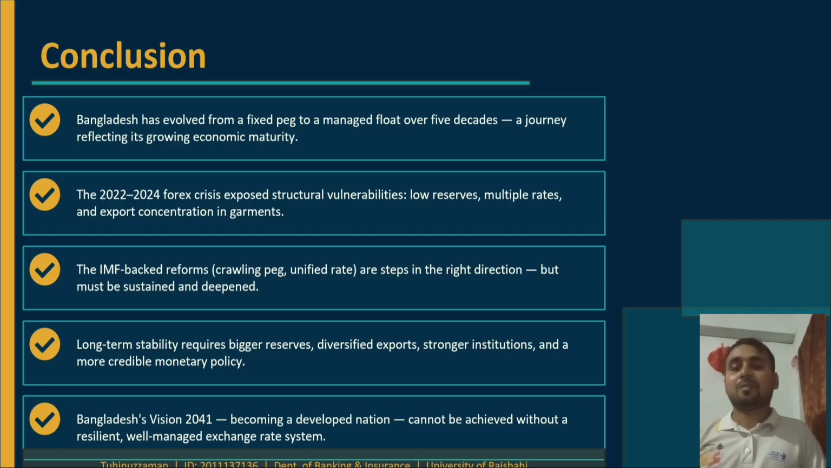5 key takeaways. First, Bangladesh has come a long way from a fixed pound peg in 1971 to today's managed float, reflecting 5 decades of economic learning and growth.